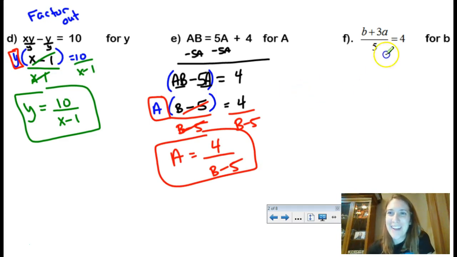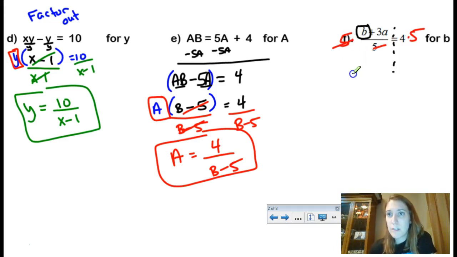All right, and the letter F is a little better because they said isolate for B and there's only one B in the problem. It's kind of interesting because there's a lot of things happening. B's being added to 3A, he's being divided by 5. So you have to think about solving algebraic equations and what you would do first to solve for it. So most of us would decide to get rid of this divide by 5 by multiplying by 5 on both sides of the equation.